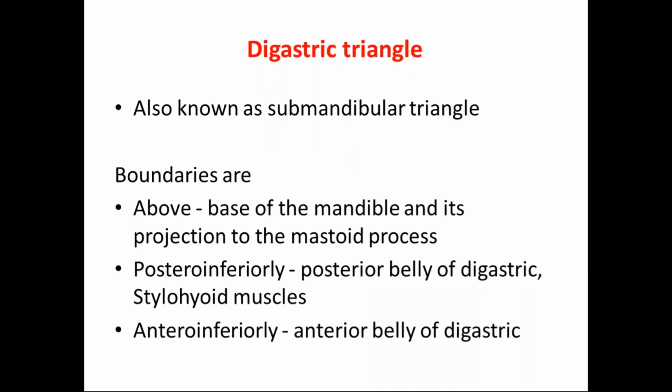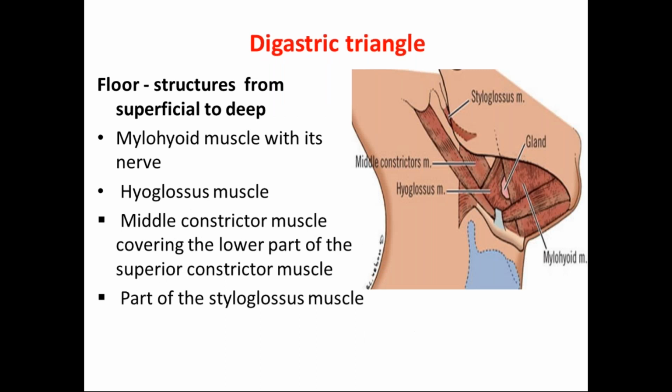Above by the base of the mandible and the projection of the mastoid process. Posterior inferiorly by the posterior belly of the digastric and stylohyoid muscles. Anterior inferiorly by the anterior belly of the digastric. Same: anterior belly of the digastric, posterior belly of the digastric, mandible, and this mastoid process. Okay. So floor.